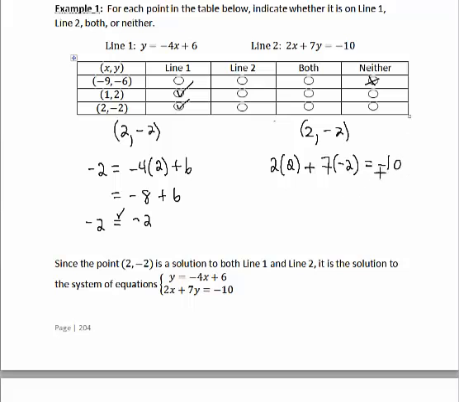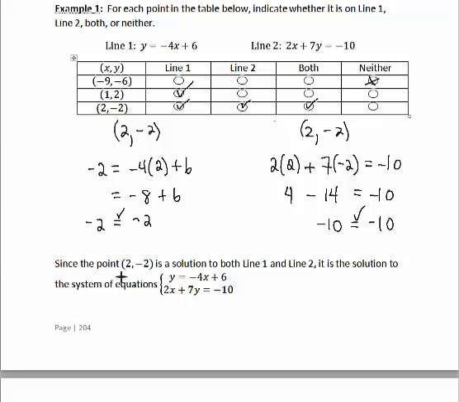And we write down the right hand side. This is the number that we want that to work out to be. So 2 times 2 is a 4. 7 times a negative 2 is a negative 14. And 4 minus 14 is a negative 10. So this ordered pair works for both line 1 and 2. And so we can check 1, 2, and both.